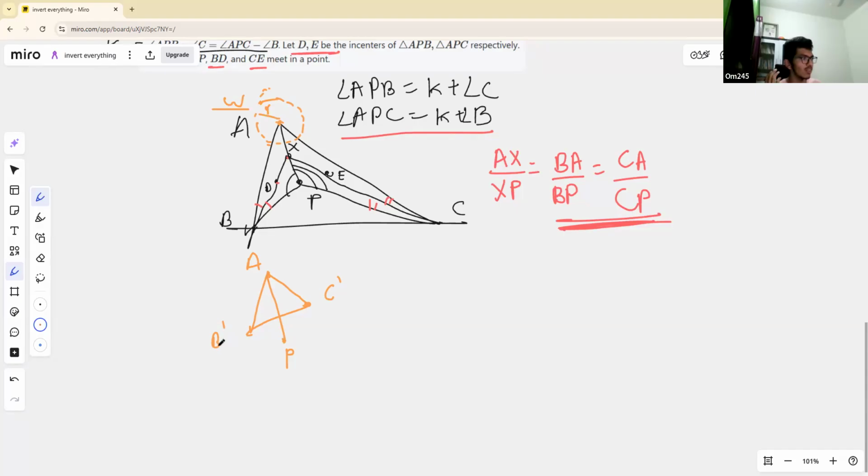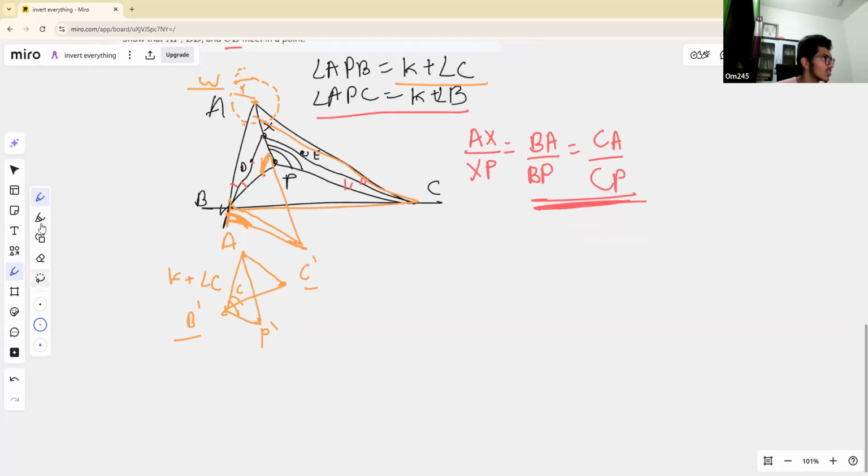And when we invert, suppose B goes to B dash, C goes to C dash, P goes to P dash, and then this angle condition. This angle is supposed to be some K plus angle C, which, as we know, if this happens, this angle will go to here by the cyclic condition, as I told. So actually this angle is now K plus angle C. But note that this angle, angle C, will also map to this angle, angle C.